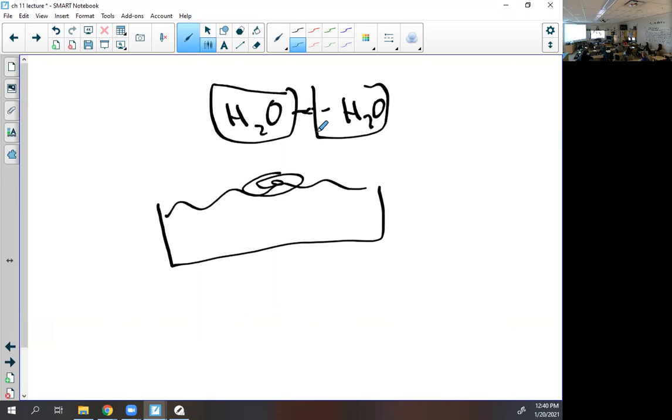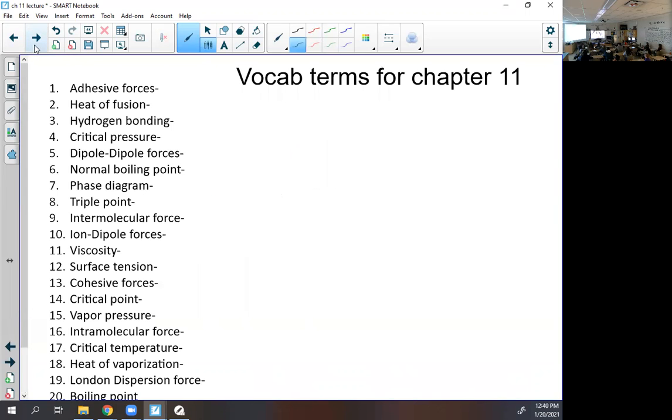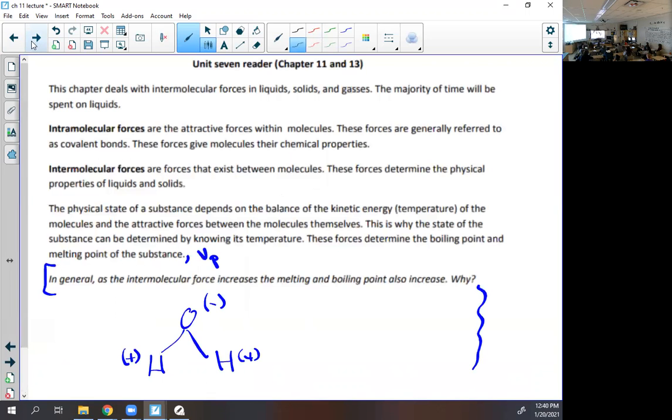It's called a dipole. We'll learn that. But that's the type of intermolecular force that causes that. Intermolecular forces, there's the vocab terms, by the way, there's a lot of them.